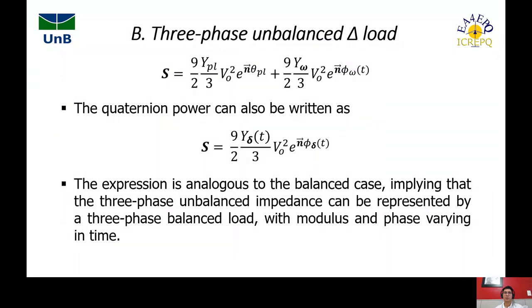Returning to the quaternion power expression, we can sum these terms, obtaining this expression for the quaternion power. The expression is analogous to the balanced case, implying that the three-phase unbalanced load can be represented by a three-phase balanced load, with modulus and phase varying in time.